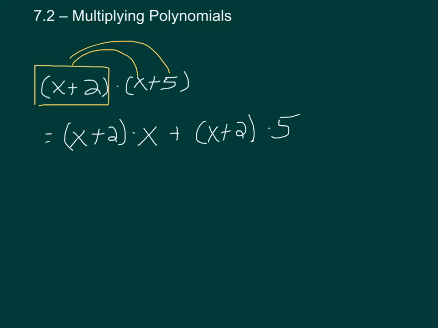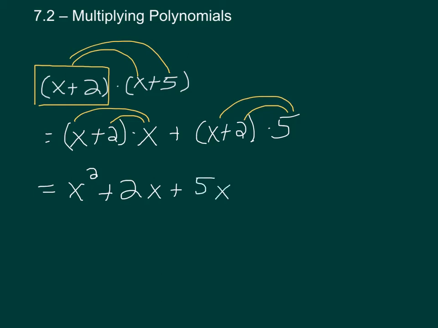Now that we've done that, we'll be using the distributive property again, this time distributing the x to both the x and the 2 in the first, and the 5 to the x and the 2 in the second term. X times x, now they can be multiplied, and x times x we know is x squared, plus x times 2, which is 2x. Even though x and 2 are not like terms, they can be multiplied.